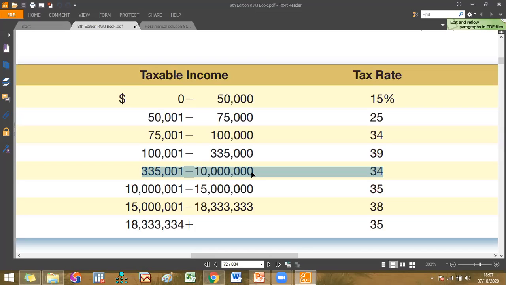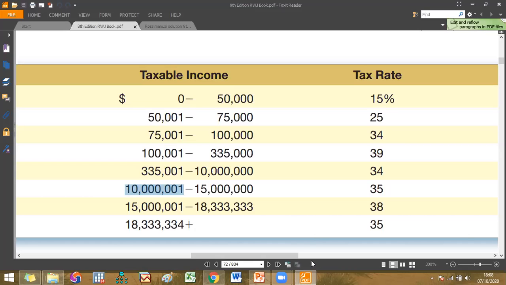For example, 4 million $1, 4 million $2, 4 million $3, up to the 10 million. From 4 million to 10 million, you are earning every extra dollar, and on that every extra dollar, you are charged 34% to pay the government as a tax. But if you earn one extra dollar, which increases from 10 million to 10 million $1, then the rate will be changed from 34% to 35%.